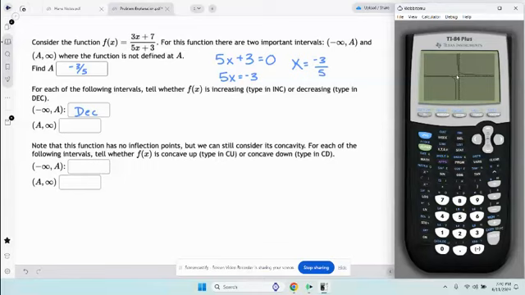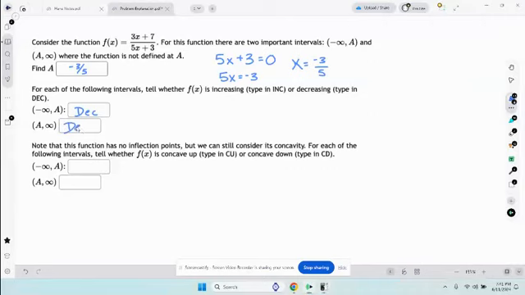And from negative 3/5 and going on to the right, if I come in from the top here, I'm also decreasing. Do you see how as I move to the right, it always matters what's happening as I move to the right. As I move to the right here, it's going down. As I move to the right here, it's going down. So these are both actually going to be decreasing.